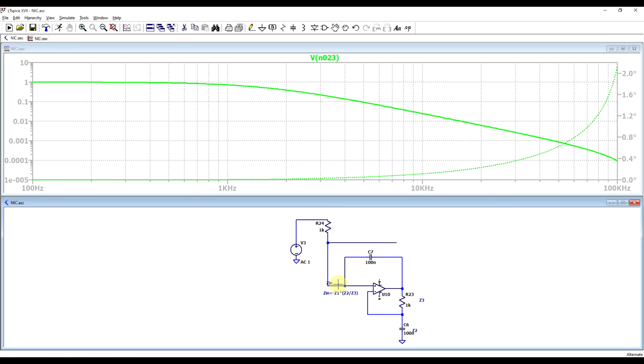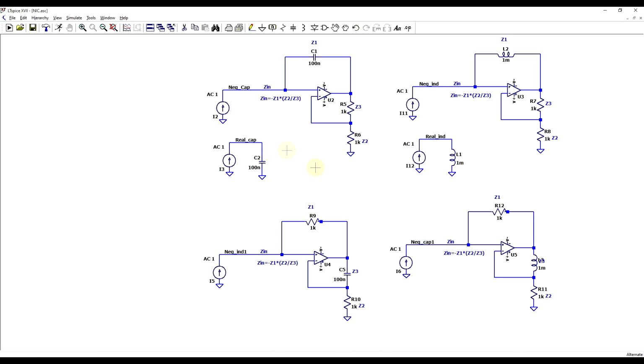So in a sense, this is the opposite of the all pass. Amplitude varies, but phase does not. Finally, we can look at the negative capacitor and negative inductor circuits. So here I prepared multiple implementations based on which of the circuit components is changed.